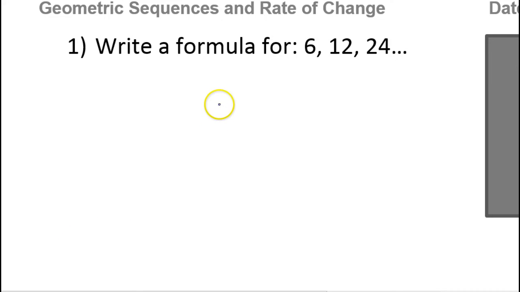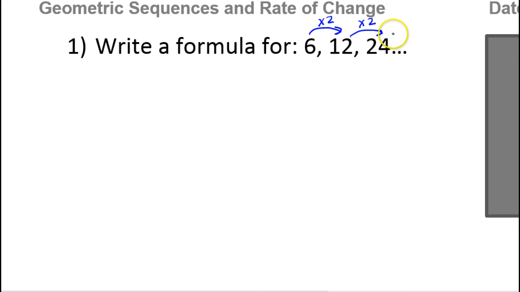In this video, I will teach you how to write a formula or a rule for a geometric sequence. Now, first of all, this is a geometric sequence because you can get from one number to the next by multiplying by a certain number. In this case, 6 times 2 is 12.